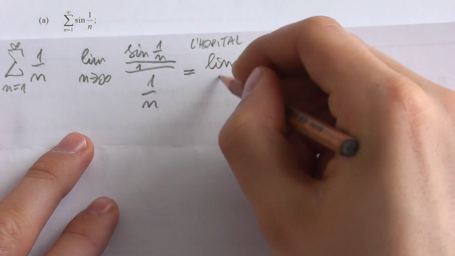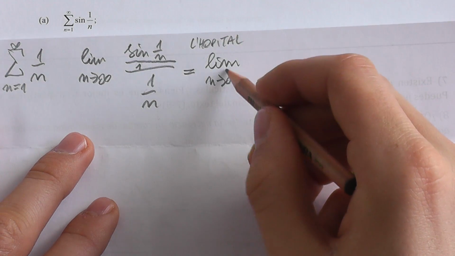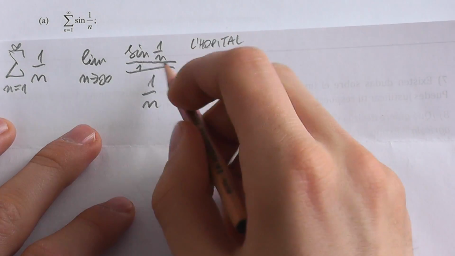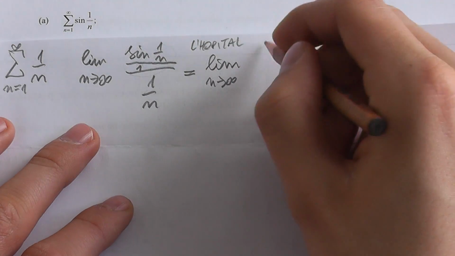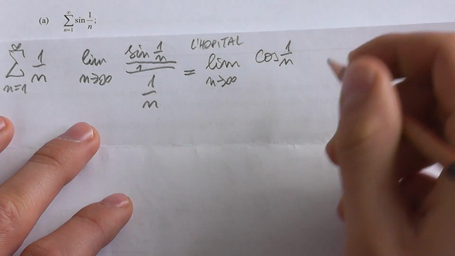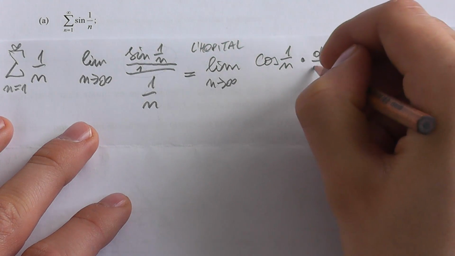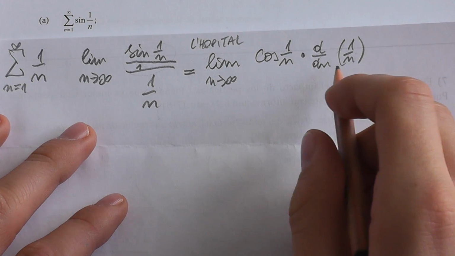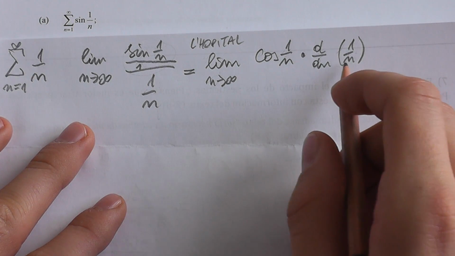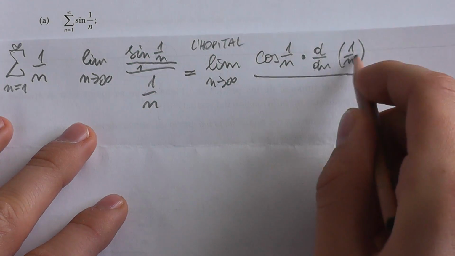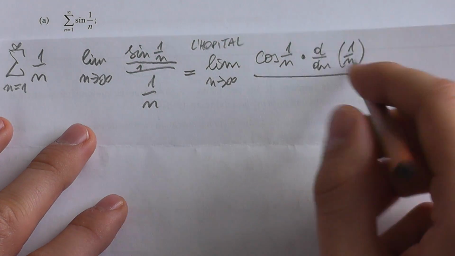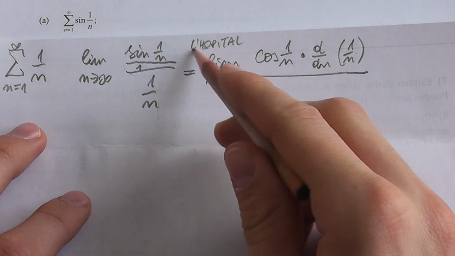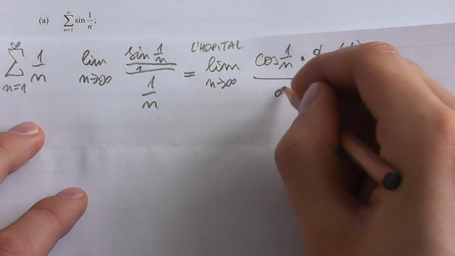And from that we get that the limit as n approaches infinity is, so what's the derivative of the numerator? It's going to be cosine of 1 over n times the derivative of 1 over n. You don't even have to bother finding what this is. Obviously, it's not utterly difficult to find it, but you can just leave it as this, because what you have downstairs in the denominator is 1 over n.